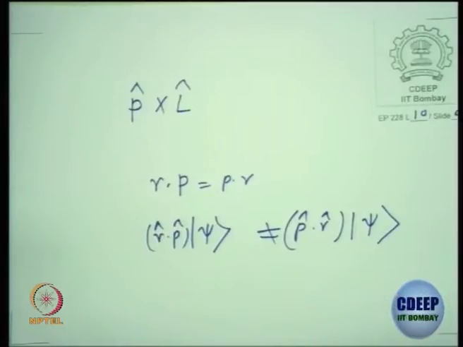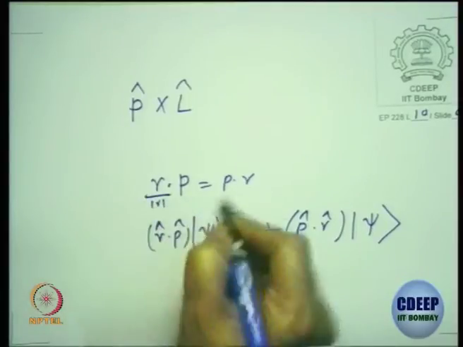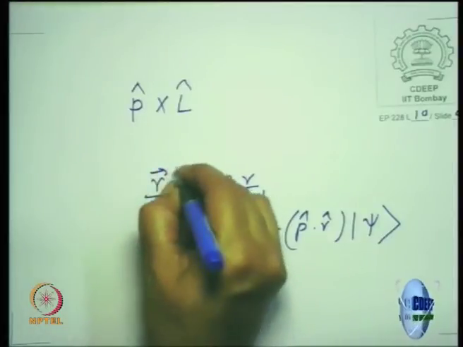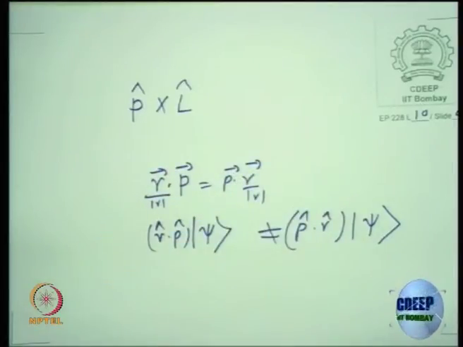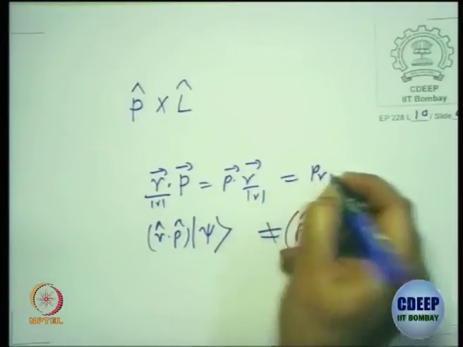What is this called? If I have a unit vector R by mod R, and the R vector dotted with P, what is this operator? This is the radial component of your momentum. The radial component of the momentum, whether you write it as R dot P or P dot R, did not matter in classical mechanics. But in quantum mechanics, we have to be careful.